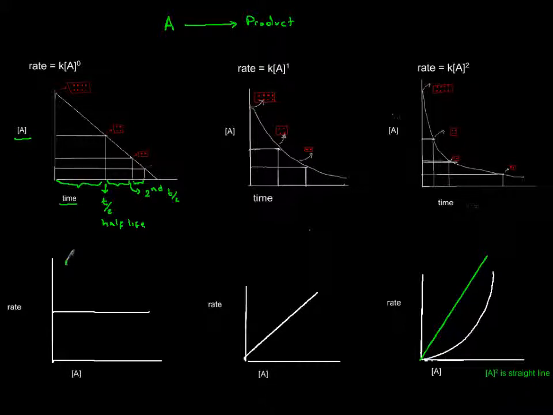Now what is rate versus concentration of A? So remember, anything to power 0 is 1. So rate versus concentration of A is a flat line, and K, this is magnitude of K, whatever your K is.